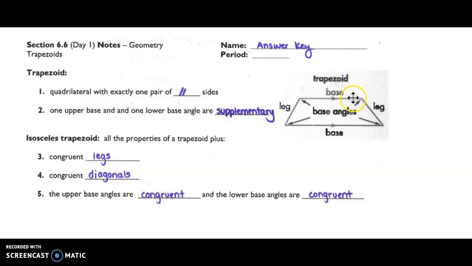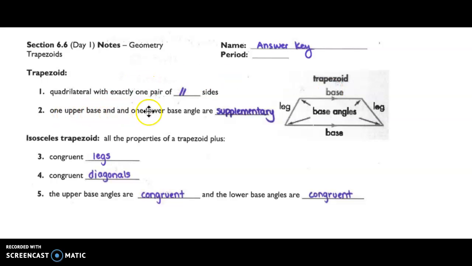It's a quadrilateral, a four-sided figure with exactly one pair of parallel sides. That's what that notation means, parallel sides. And I want to say that many times we see a trapezoid in this orientation, but you can make it vertical. It's rare, but just want to point that out.